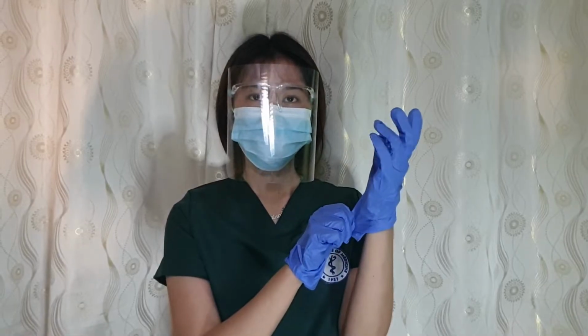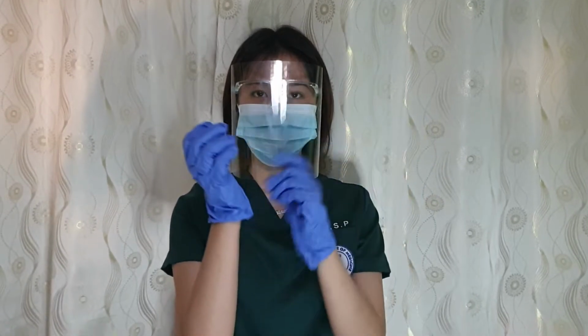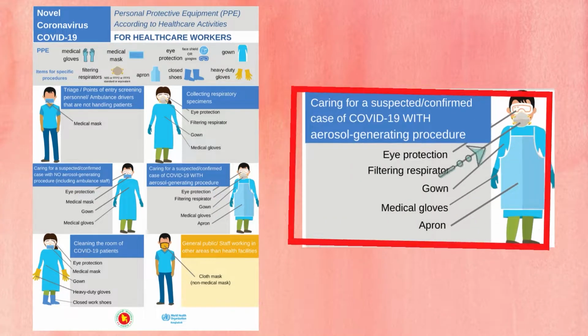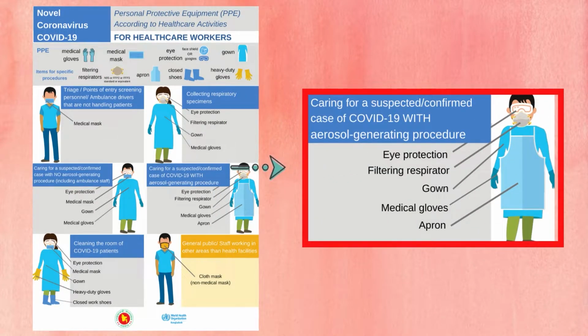Because we are having a suspect COVID patient, we must always protect ourselves first by having a complete PPE. According to the WHO, the PPE used when dealing with a suspect COVID case with an aerosol generating procedure, you need to have your eye protection, filtering respirator, gown, medical gloves, and apron.